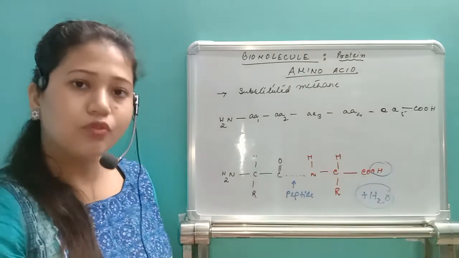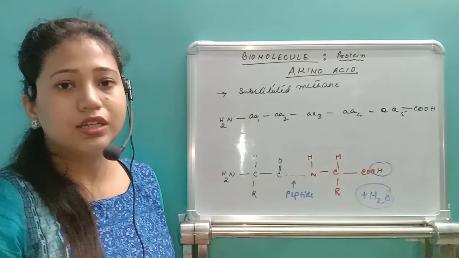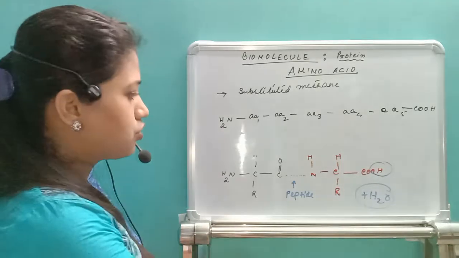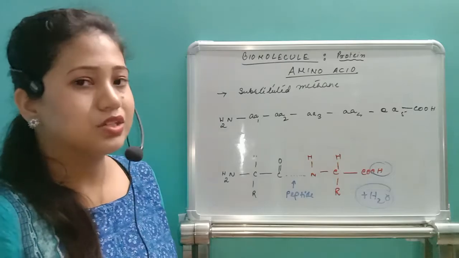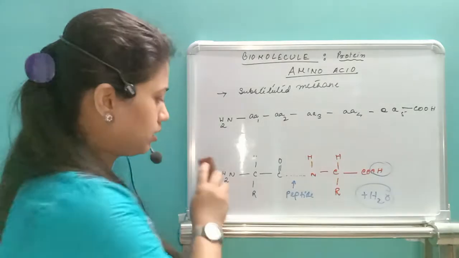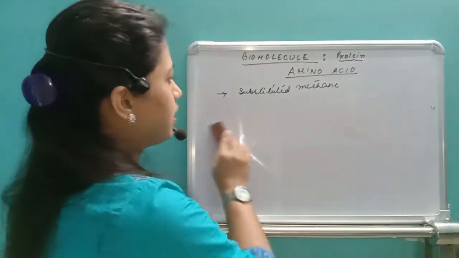And if you add water, then the amino acids can be detached from each other, breaking the peptide bond, and we can have the individual amino acids. So up to here, what we have seen is the structure of amino acid and how amino acids make bonds, right? So after that, let's see the next part. What will be the next part?